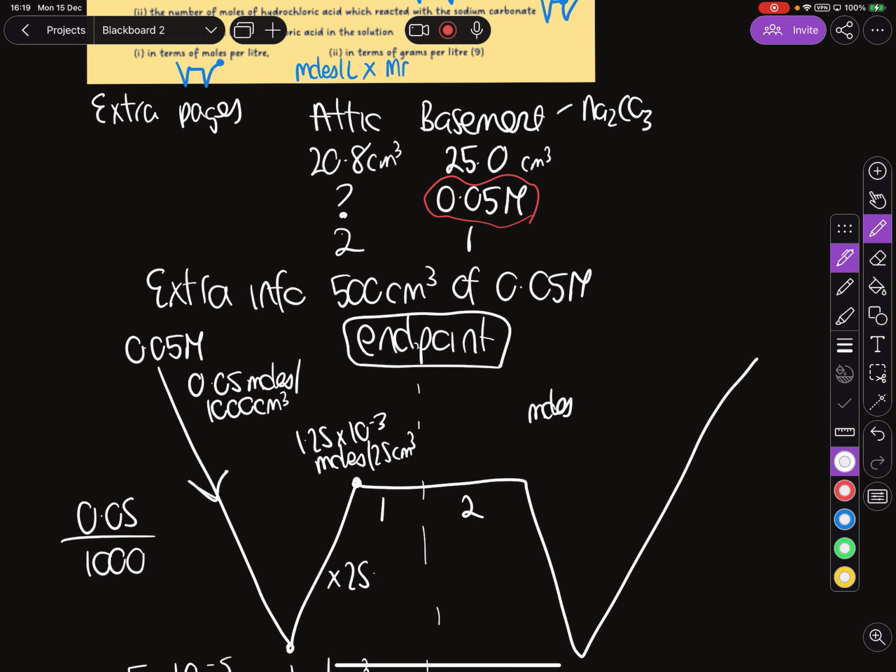So it's really important that you always check your numbers and make sure that you're using the right ratio, the right starting concentration, the right volumes, all of those things really important. So that doubles 2.5 moles, and this moles is in 20.8 centimeters cubed.